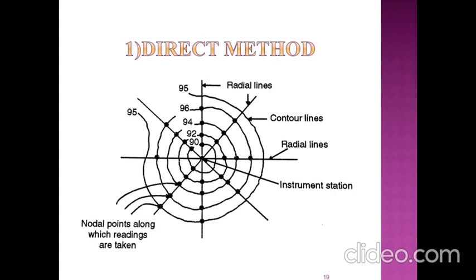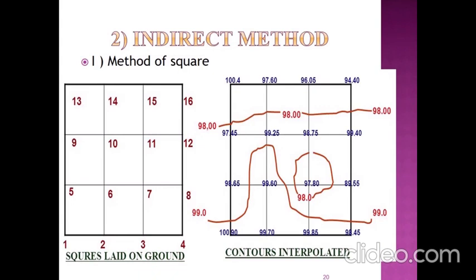Basically, in this method the contours to be located are directly traced out in the field by locating and marking a number of points on each contour. These points are then surveyed and plotted on the plan and the contours drawn through them. So this is all about the direct method. Then the next method is the indirect method.